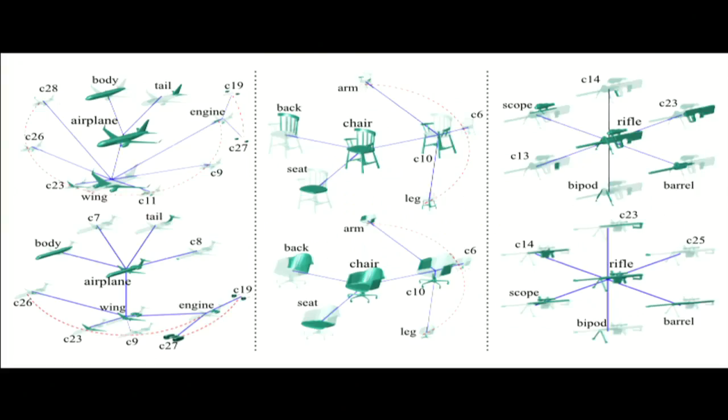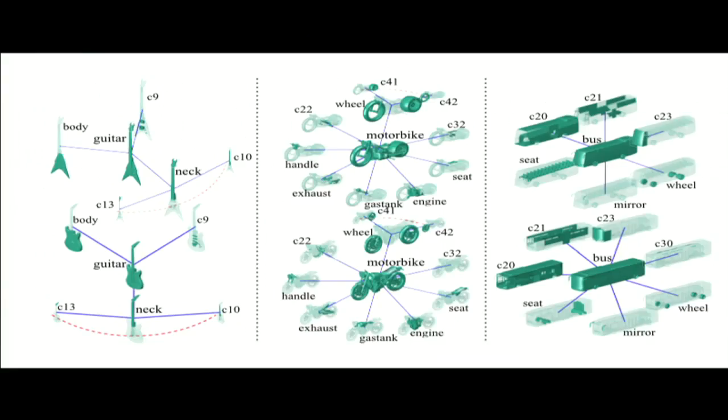And here are examples in other classes. For example, there's an airplane on the left, so we identify the tail and the engine and a few other parts as well. Let's see, motorbikes, we can split up into the wheels and seats and engine and so on.